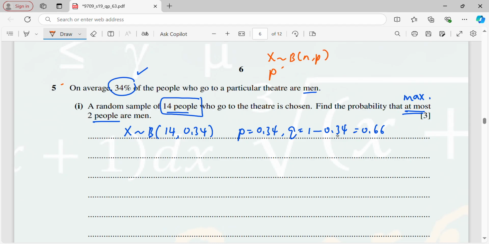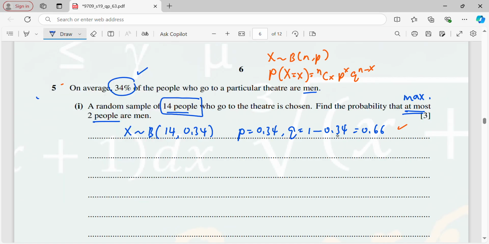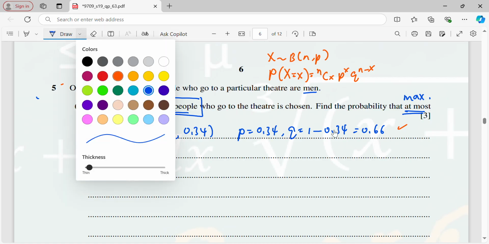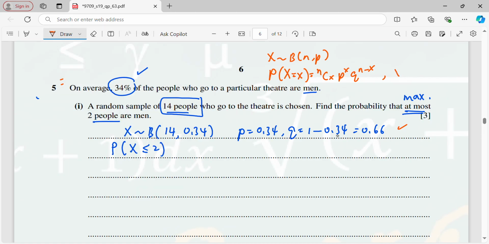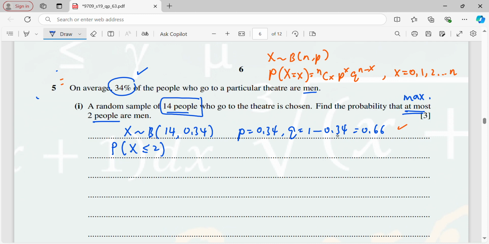For the binomial distribution, my probability is nCx p^x q^(n minus x). That's why I have counted the q here. So now it's mentioned that maximum 2 people are men, so x less than or equal to 2. And for information, this binomial formula is valid when x starts from 0 until n. So less than or equal to 2 means I have to count P(X=0), or P(X=1), or P(X=2).